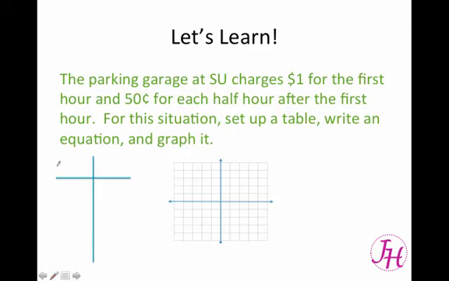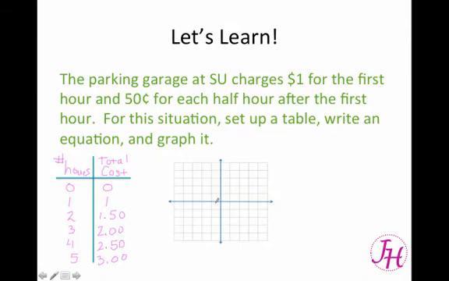All right, so to write our table, we're going to say the number of hours, and then we're also going to look at the total cost. Those are the two variables in this problem, the number of hours and the total cost. So if we park for 0 hours, we're not paying anything. And that's almost irrelevant in this problem, but we'll take a look at that in a minute. If we park for 1 hour, we pay $1. If we park for 2 hours, we pay $1.50. If we park for 3 hours, we pay $2. If we park for 4 hours, we pay $2.50. And if we park for 5 hours, we pay $3. And we can continue our table with the same pattern.